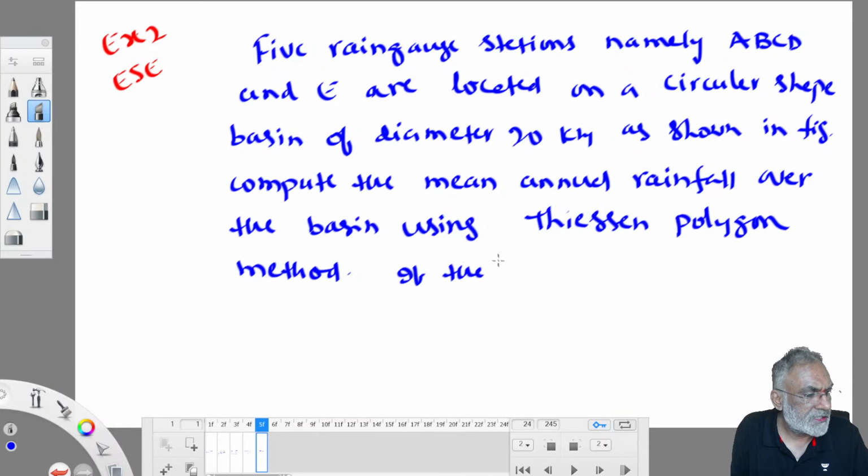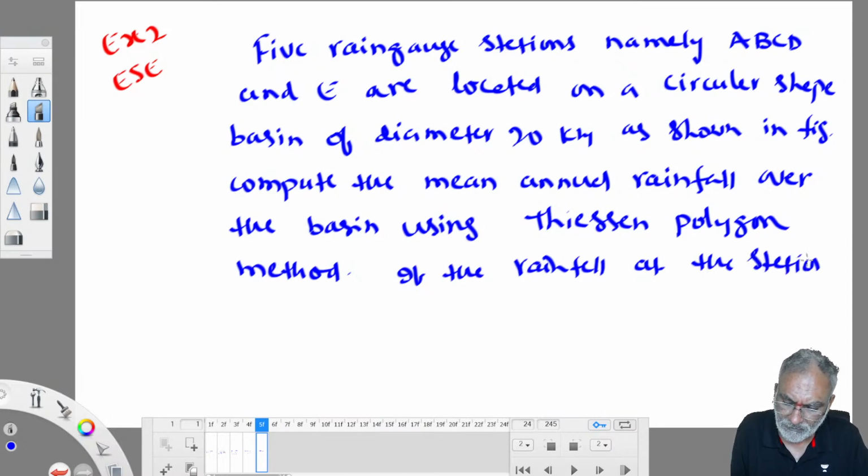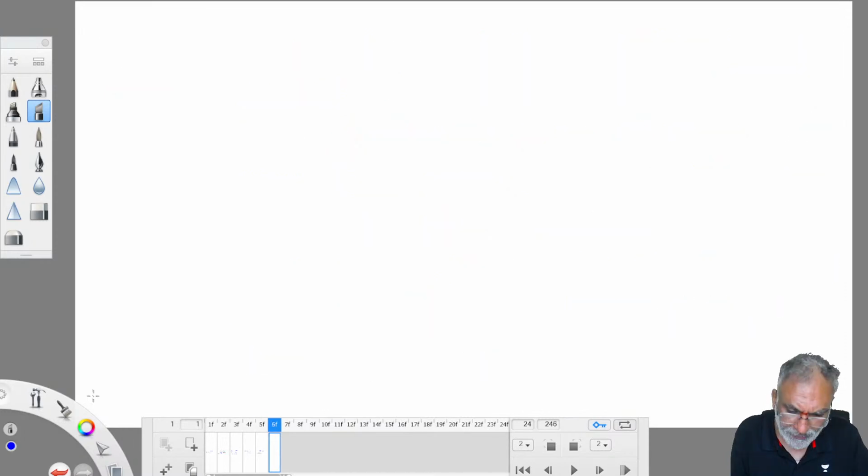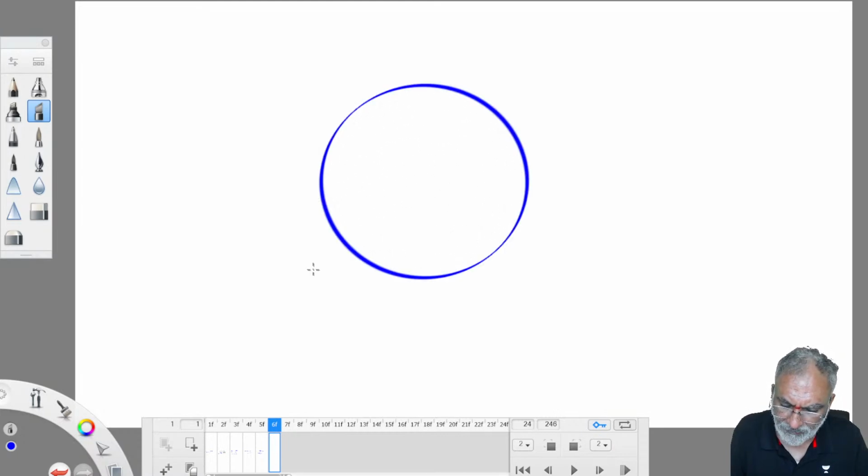If the rainfall at stations A, B, C, D and E are 100 centimeters, 80 centimeters. It is given to you with rain gauges. So it is in the form of a circle. Circle of diameter so and so given.